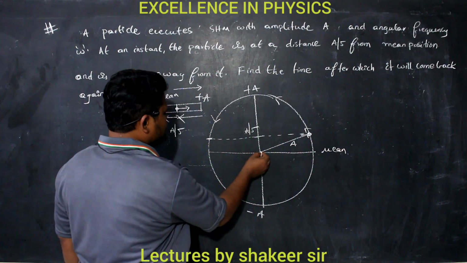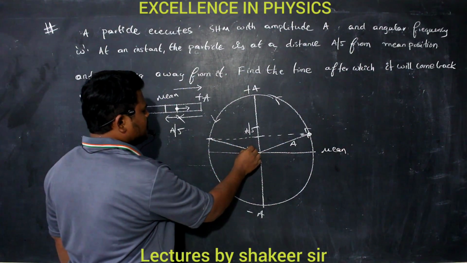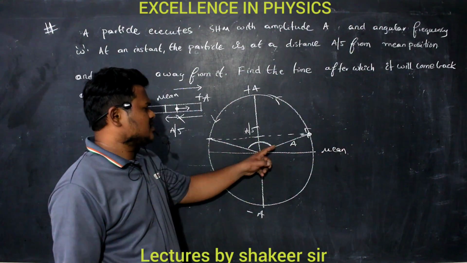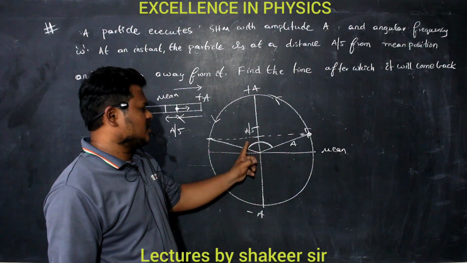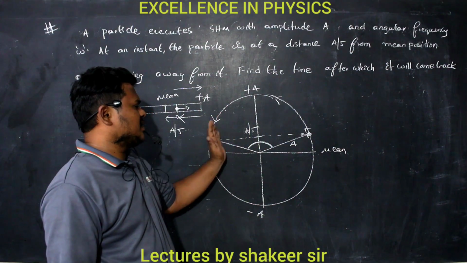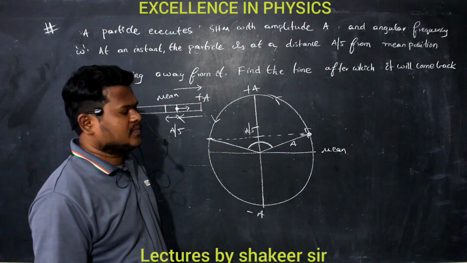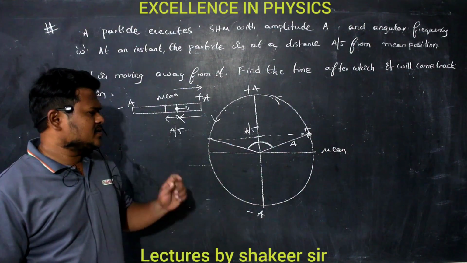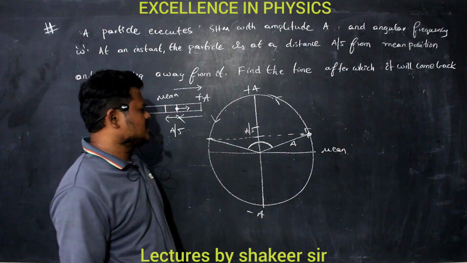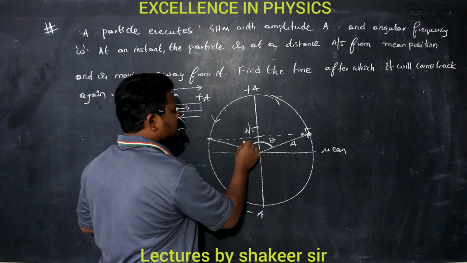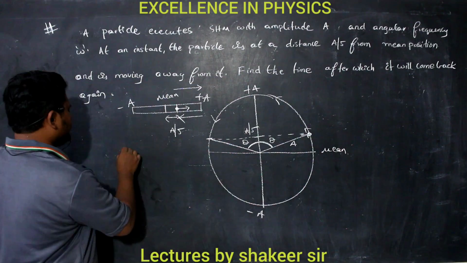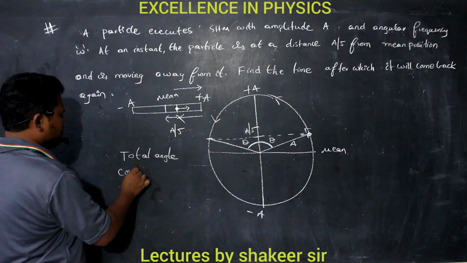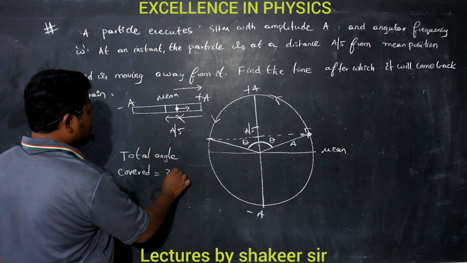Now if I join another radius vector here, this is the total angle covered by the particle. Or we can say the phase difference between this position and this position is this much. What is meant by phase difference? The angle covered by the particle in a particular time. If I can calculate this phase difference, I can very easily calculate the time difference, that is, the time taken. Let us consider this angle is theta, then this angle is also theta. Therefore the total angle covered will be equal to 2 theta.